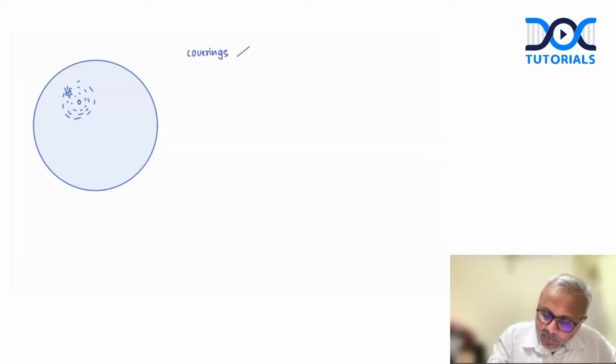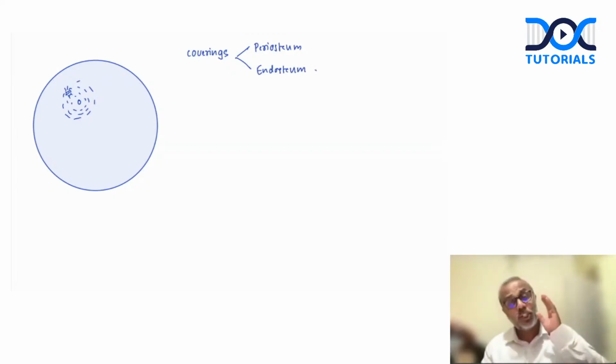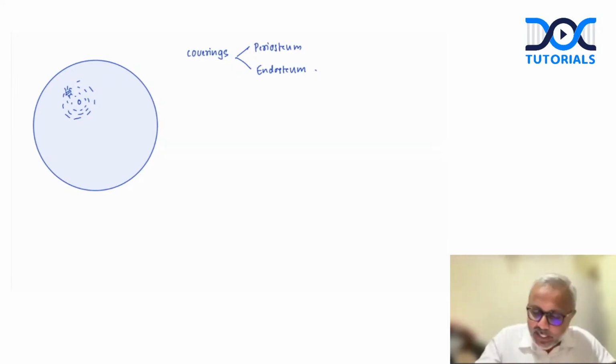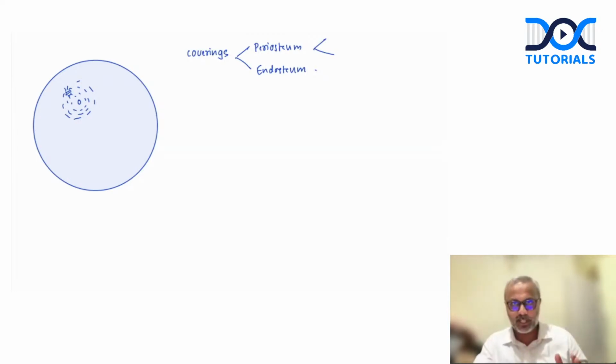So coverings, there is the periosteum, which is the outermost covering, definitely. Endosteum is not a true covering because it lines the marrow cavity. You need to begin with this, okay? Compact bone is covered on the outside by periosteum. Then describe the 2 layers of the periosteum.